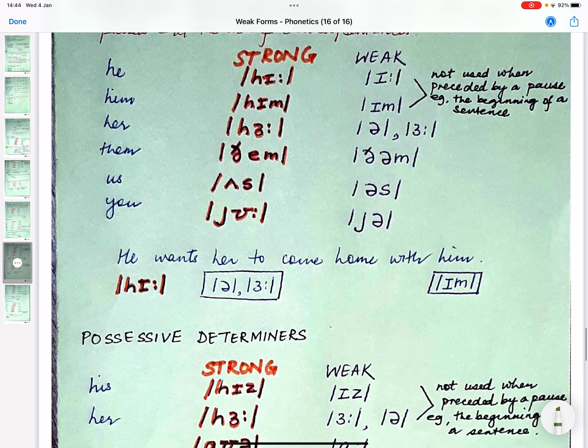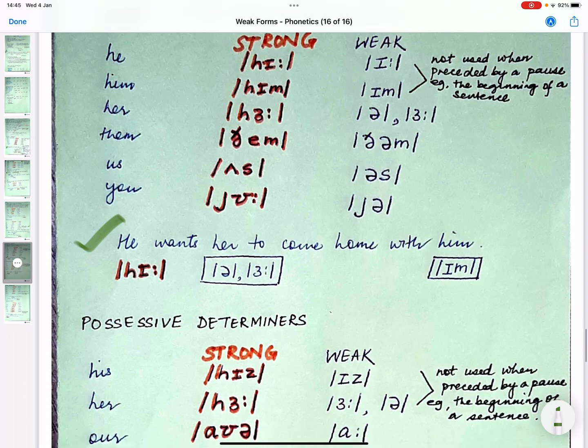So let's have a look at this example. He wants her to come home with him. So he, since it's at the beginning of a sentence, you're going to use the strong form. All right, her, of course, you'll use the weak form. And come home with him. Remember, normally you would use the strong form, but because this is a pronoun, this is an exception to the rule. Pronouns, even at the end of a sentence or a clause, are used in their weak forms.